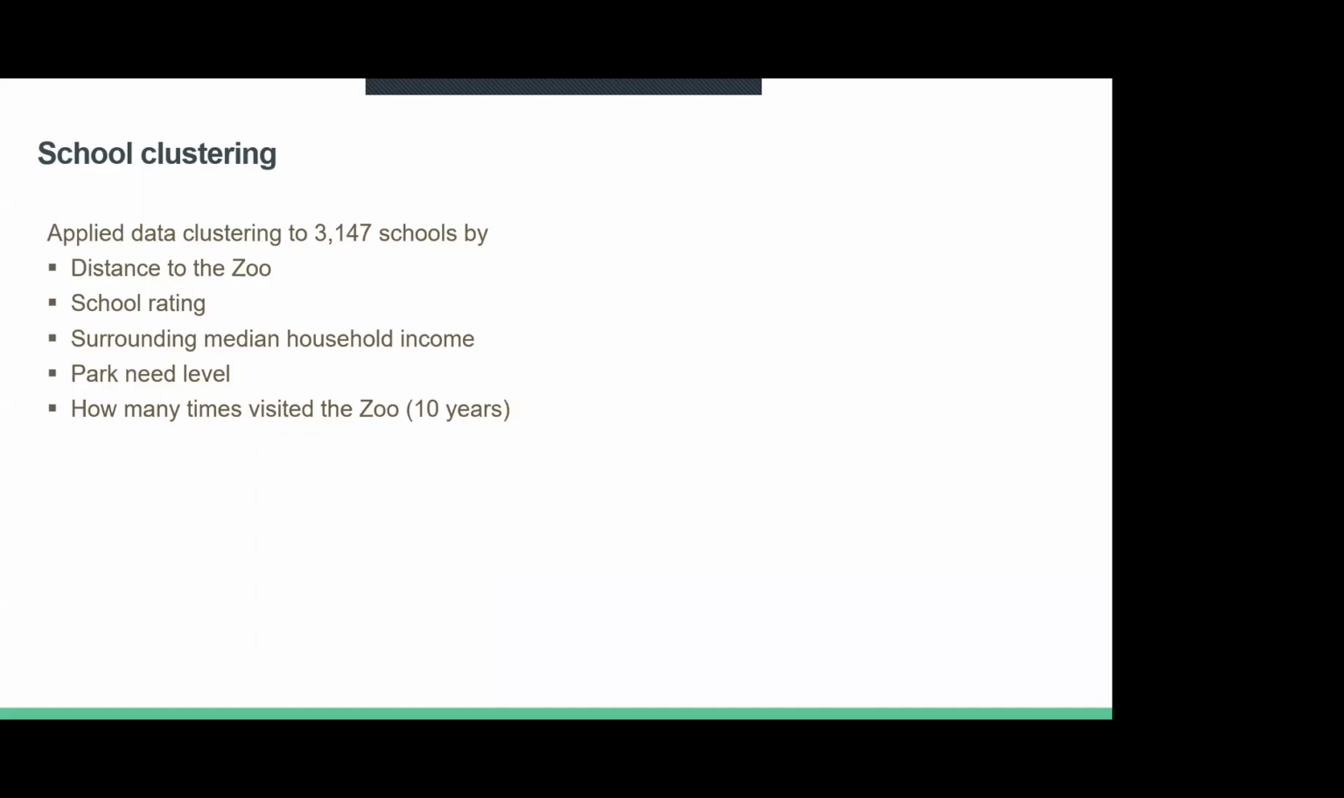The distance to the zoo represents the geography. The school rating represents the quality of the school. Household income is a major demographic characteristic. And we also put in the park need level score. Then we also include how many times the school has visited the zoo. These variables are not in the original data set. We joined them all together in GIS software, ArcGIS.